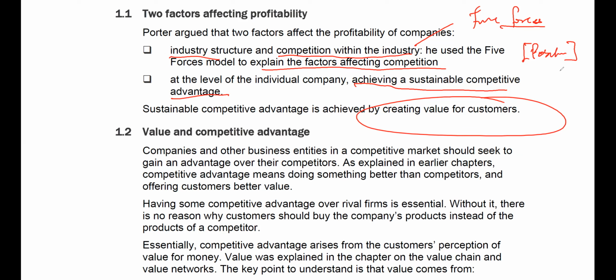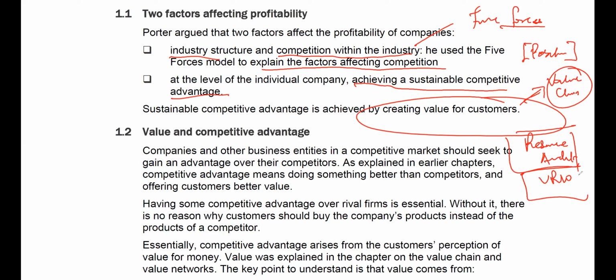How do you create value for your customer? And this one can be easily identified from your value chain. Are you getting it? Or your tools for diagnosing strategic capability. You can also use a resource audit, which you can also use the VRIO framework to check how you are able to grant value or give value to your customer at that level.